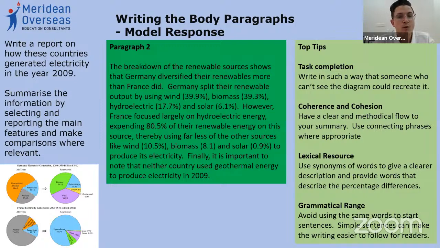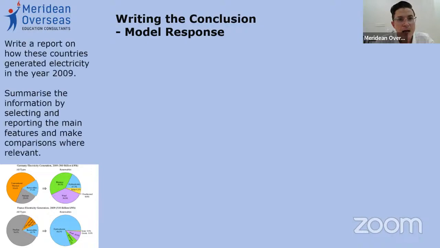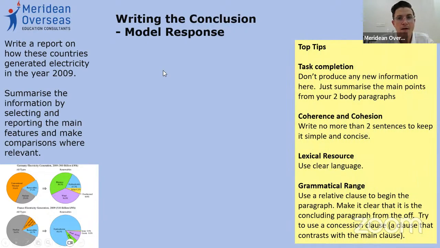Finally, it is important to note that neither country used geothermal energy to produce electricity in 2009. So again, mentioning the importance there that geothermal is not used. So I finally got that mentioned. And then finally, writing a conclusion paragraph. Just going to give you 30 seconds to go through those top tips, and then I'll show you my paragraph.